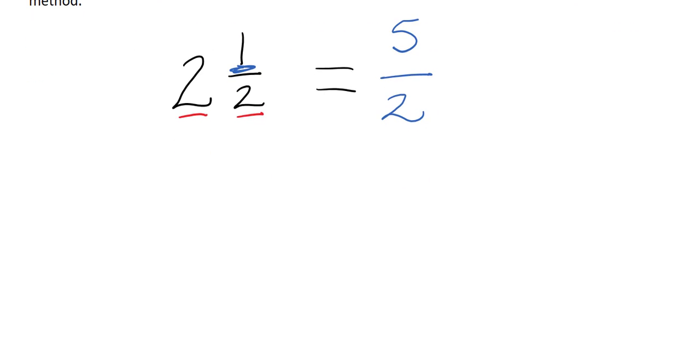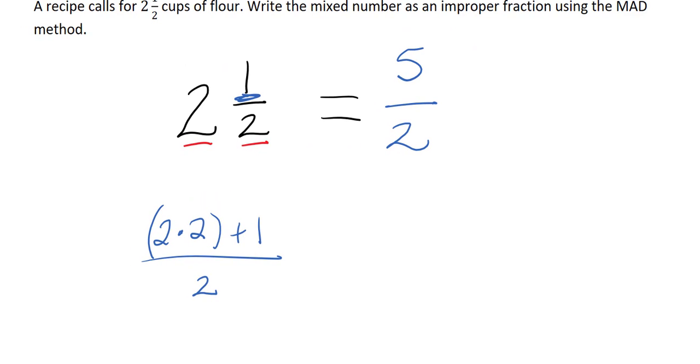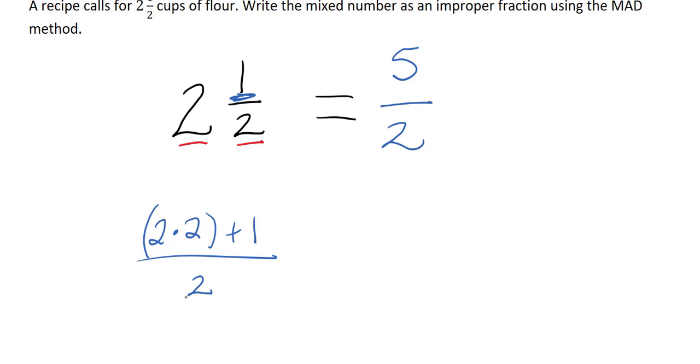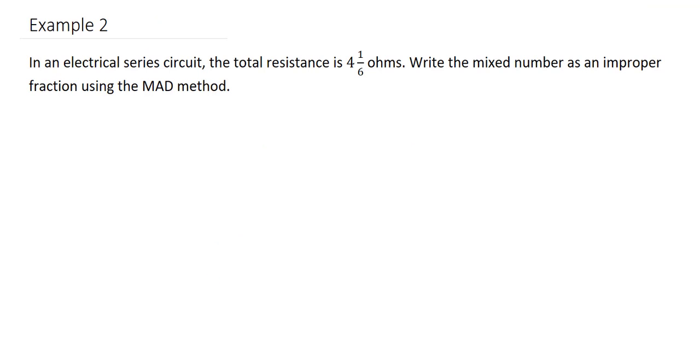So just to kind of rewrite this, we would go 2 times 2 plus 1, and we keep our denominator, which is 2. So 2 times 2 is 4, plus 1 is 5, which is over 2. So in case that helps you see it in a different way. Let's do another example. Example 2.